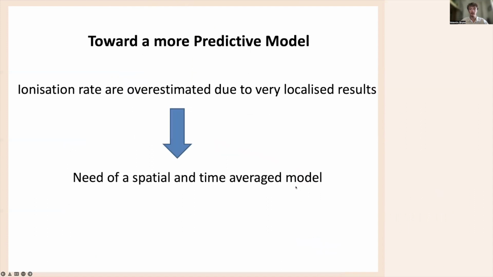The fact that we have found a local dominant source of ionization is very exciting, but we are aware that we overestimate our ionization rates. Indeed, the particles propagate in a very localized way around the magnetic field lines. So the ionization rates that are shown are also very localized. So to have a more realistic model, we will need a model that takes into account temporal effects that will allow us to make spatial and temporal averages.